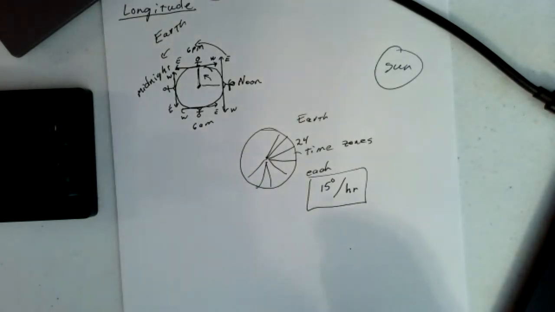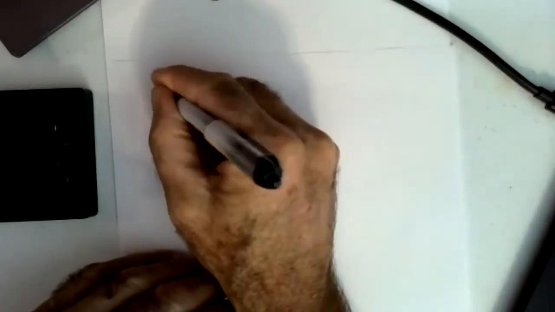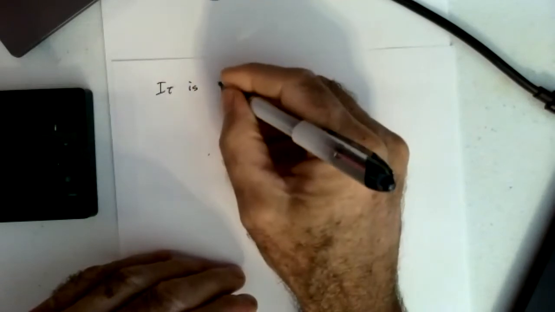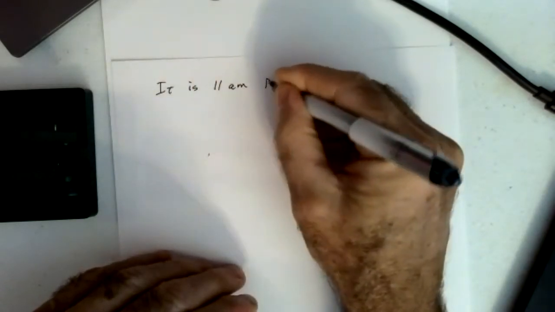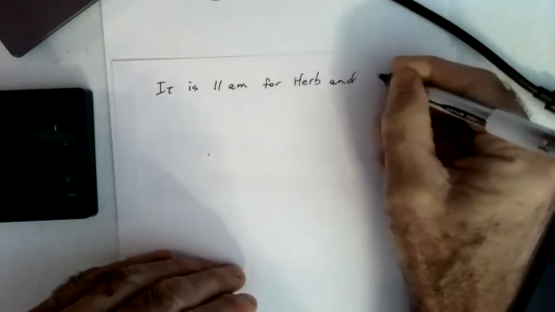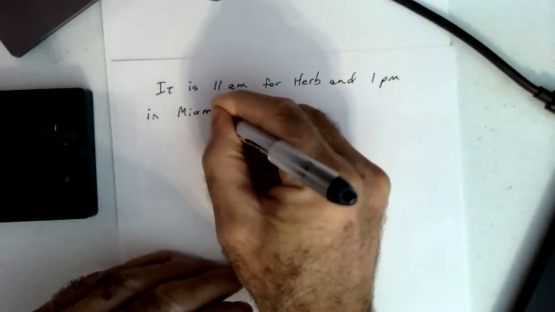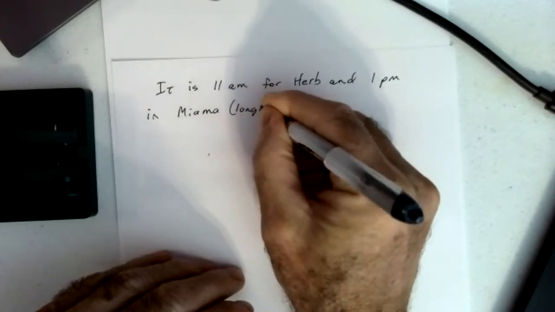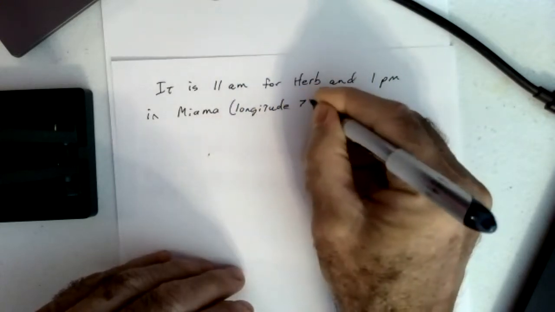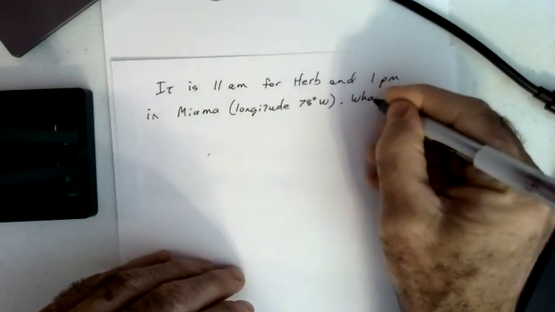All right, now let me create a problem like one that is on your homework. Let's say it is 11 a.m. for Herb and 1 p.m. in Miami, longitude 78 degrees west. What is Herb's longitude?